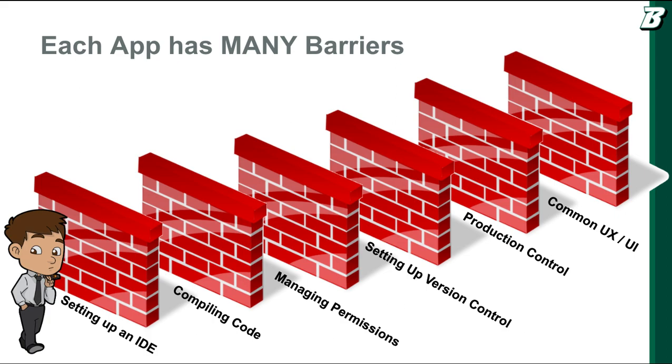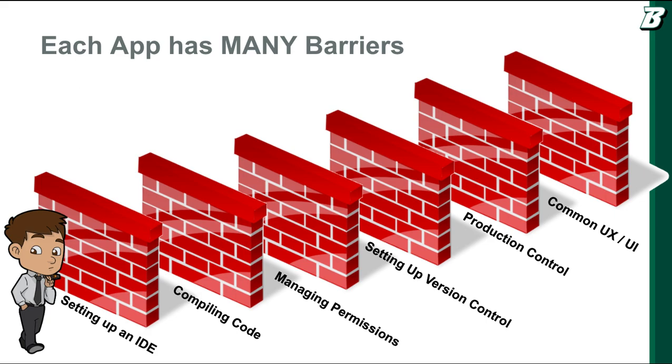But the reason that we've tried to build something like Graphene is because every time you want to build any one of those individual applications, those micro apps, there's a whole bunch of steps that you have to go through before you can even get started. You have to set up your development environment. You have to figure out how you're going to do code compilation. You have to figure out how you're going to manage permissions around who can develop the thing, but then also who's going to manage the thing from an end user perspective, who's going to have permissions to see it once you deploy it.